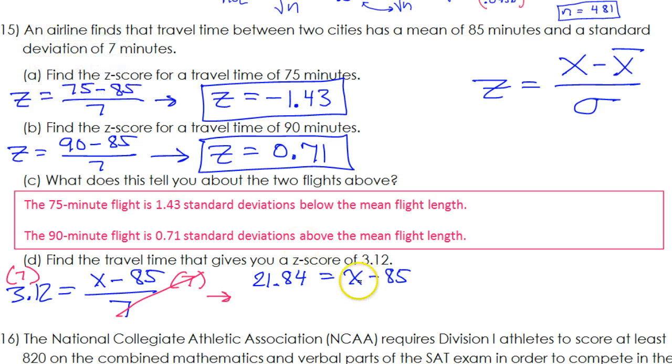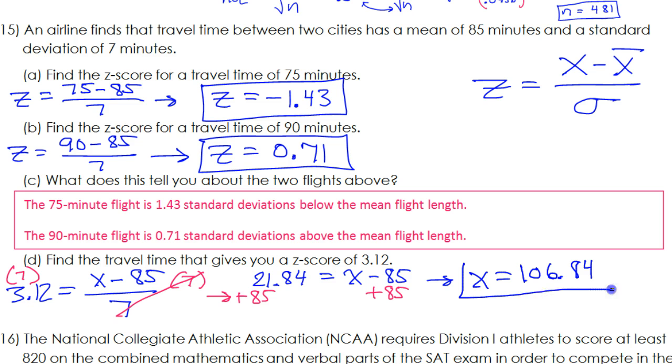Next, we will add 85 to both sides. Alright, and that is going to give us x is equal to 106.84. And I should add in minutes. Okay, so that's the travel time that would have this z-score, which is more than 3 standard deviations above the mean.